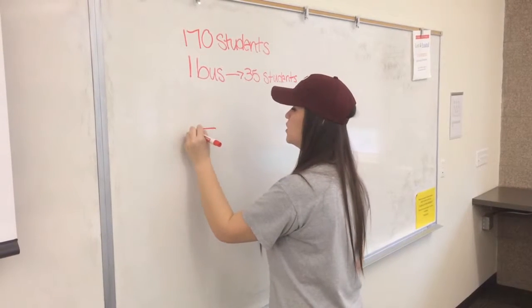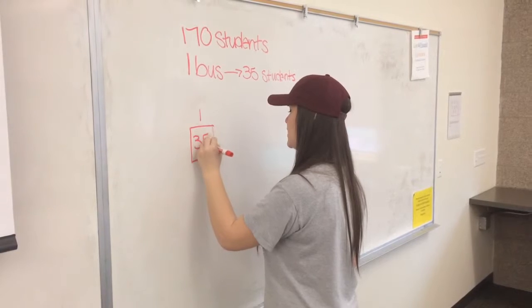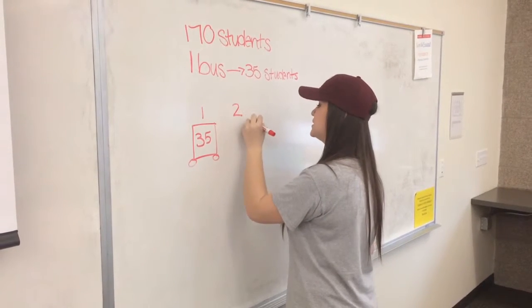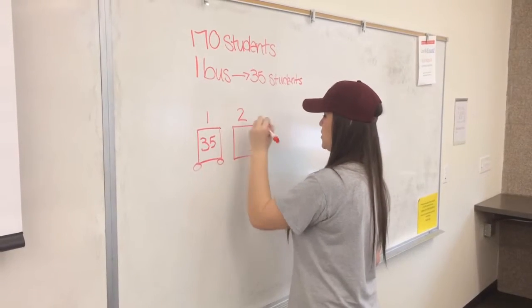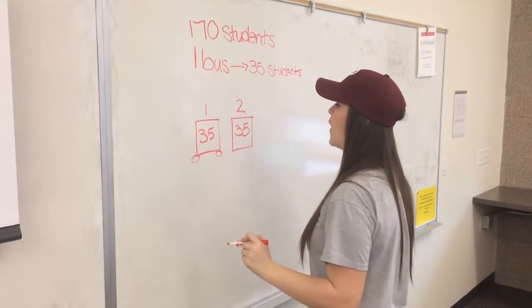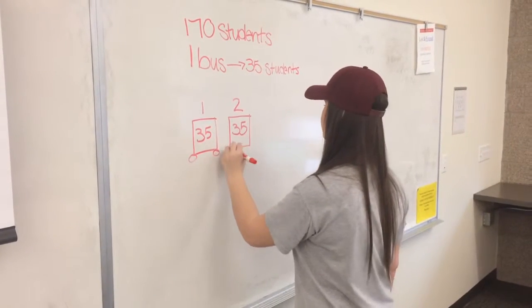So we know we'll need one bus because it can hold 35 students. So we'll need a second bus because one bus won't be enough. That will hold another 35 students. So now we need to figure out how many seats will be on two buses.